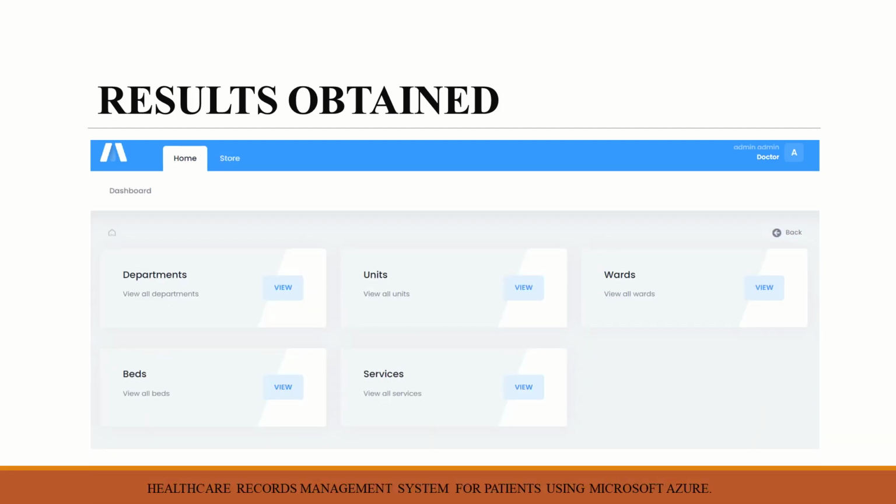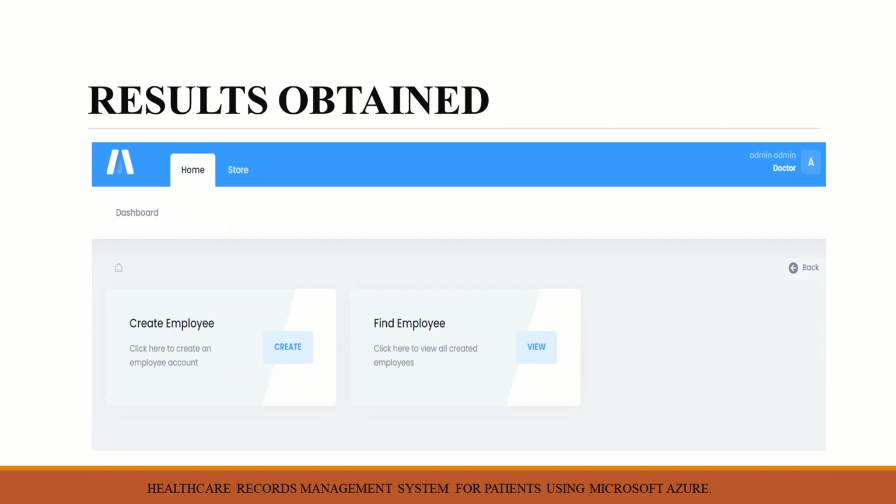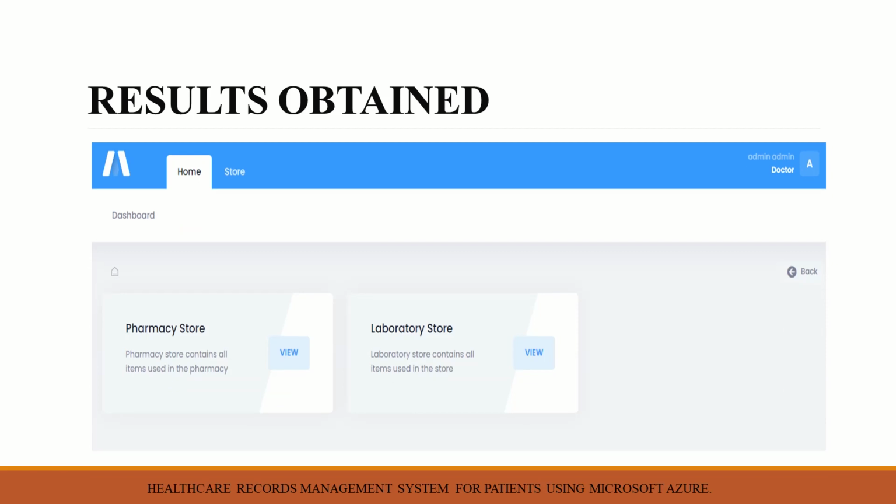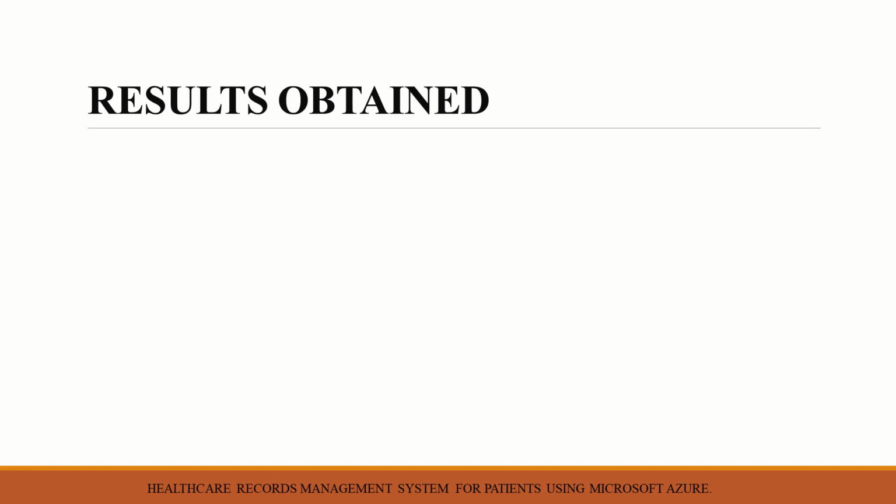Then here admin includes departments, units, wards, and beds and services. Then create employee, find employee. If a person is already an employee, you can view his files. If a person is not an employee, you can create one over here. Then pharmacy store and laboratory store. He can view all kinds of medicines in the pharmacy store, and all kinds of lab tests can be viewed in the laboratory store.